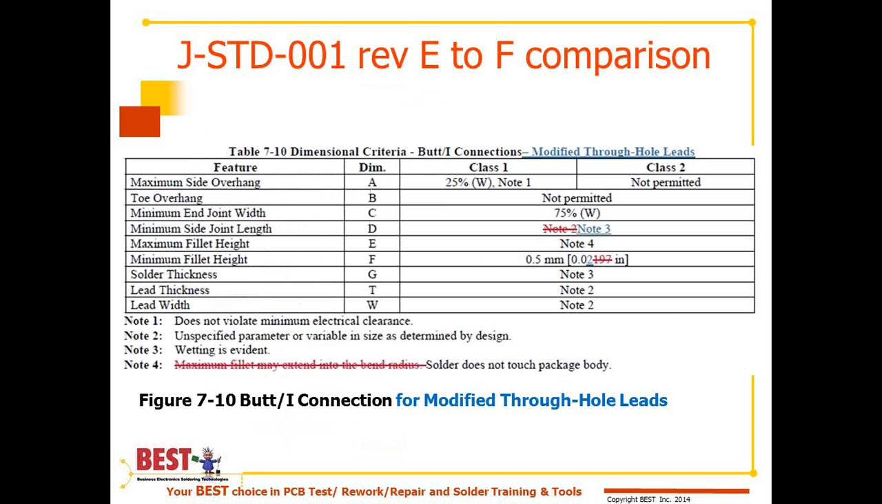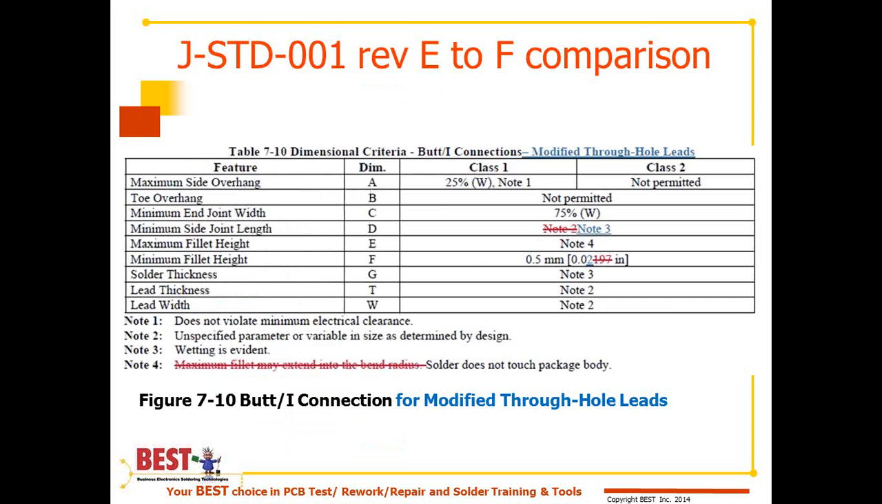For the butt-eye connections and modified through-hole leads, Table 7-10, this section has been changed a little bit here. They've added a new mounting style to this section. So in this table here, Note 3 says that for the minimum side joint length, Note 2 has been changed to Note 3 for wetting is evident. And throughout the book, we'll see this happening more too, where the dimensions have been rounded a little bit so that we don't have to deal with such absolutes when it comes to the dimensional sizing. So instead of having the 197, it's just now 0.02 for the minimum fillet height.